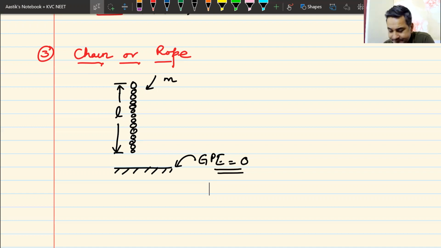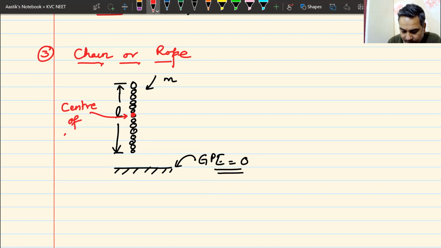What would be your answer? How do you find it out? Well, again, in this case, you look at the center of mass. In this case, the center of mass lies at the center of the rod, not the rod. Chain, you have to find the height from ground. Let us say that this height is h.